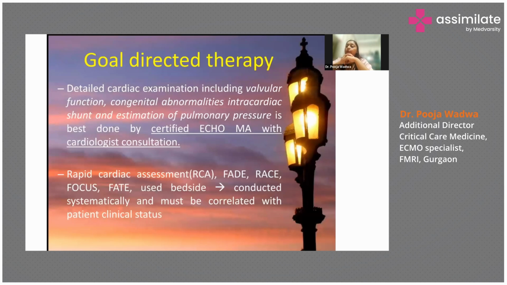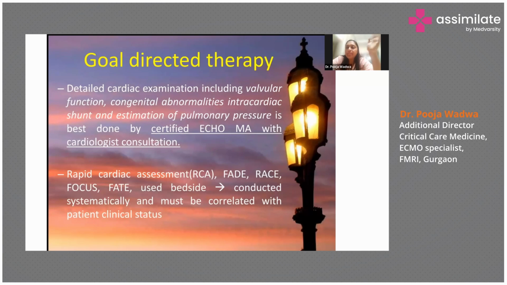Now, we all know the sepsis guidelines. There it is a gold therapy. It is required to give fluids. So how can you give that? It is through goal directed therapy. And how can you assess that? Through echo. Echo is also required for detailed valvular function, any congenital abnormalities, intracardiac shunt, or the estimation of pulmonary pressure, which can be done by an echo assistant with the help of a cardiologist. Now, this is only when you can do it in echo rooms or with the help of a cardiologist.